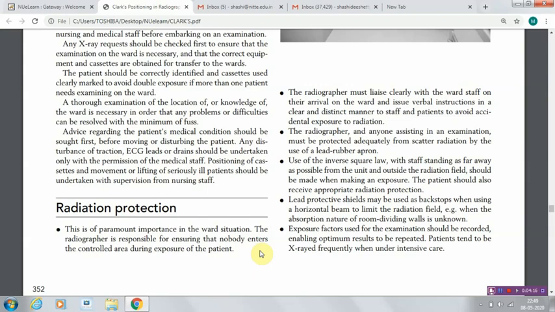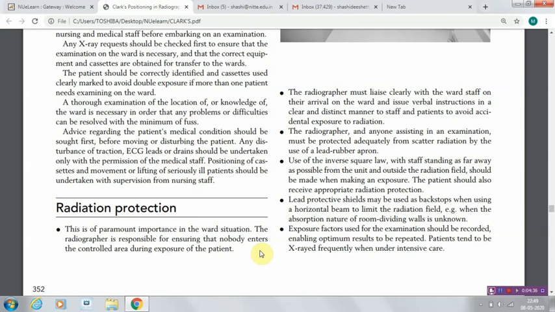At the same time, sometimes if you need someone to stand near the patient, you can give a leaded apron to the patient's party, the attender. That's the most important part.